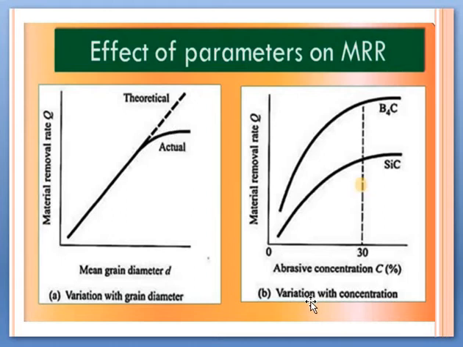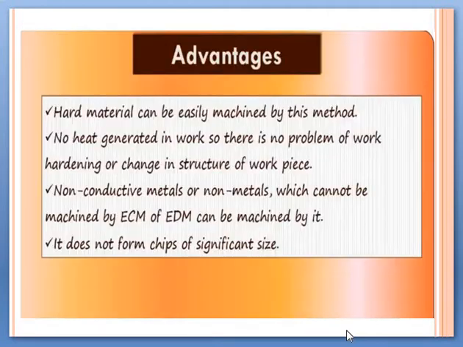The last one is related to the variation with the abrasive concentration. As the abrasive concentration goes on increasing, the material removal rate goes on increasing up to a certain level of concentration, up to 30% concentration of silicon carbide or boron carbide. Beyond that, it will tend to decrease. These are the certain parameters that have an impact on material removal rate in ultrasonic machining.